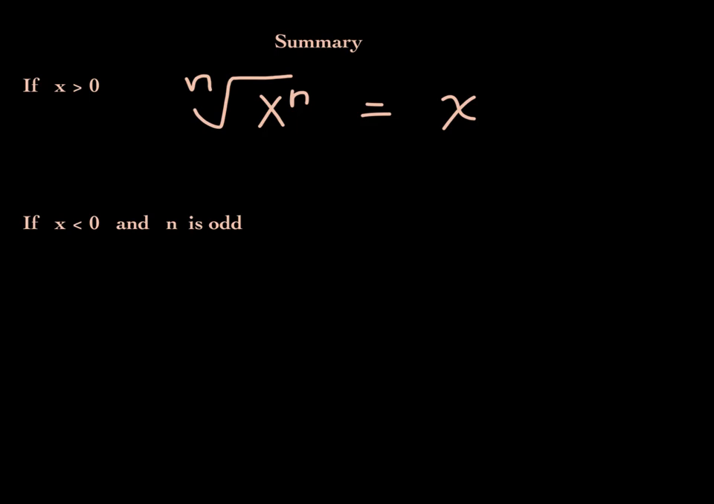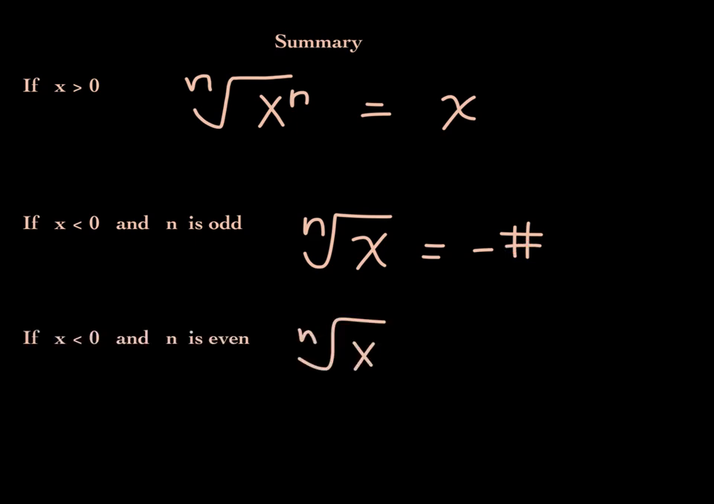Now, if x is negative, right? So the radicand here is going to be negative. If x is negative and n is odd, the n is your index, right? So you're finding an odd root, like a cube root or a fifth root or seventh root or whatever, and your x value is negative, then this is what we found, that the nth root of x, right, is a negative number. All right. So this is negative and this is odd. Then your answer, your odd root, is going to be a negative number.